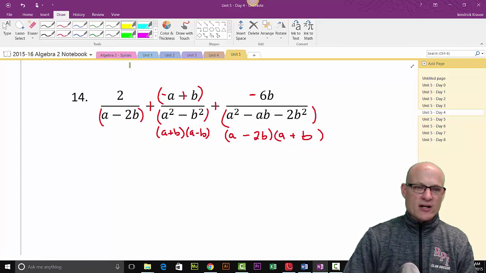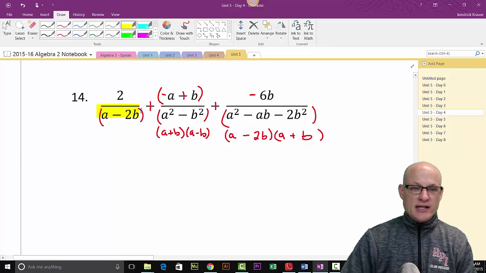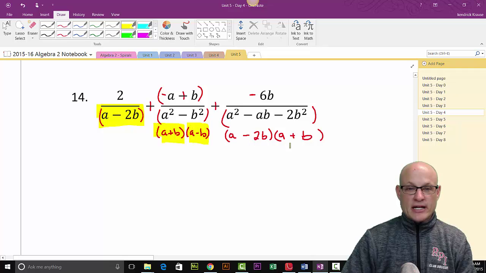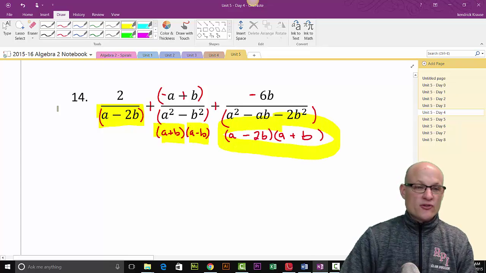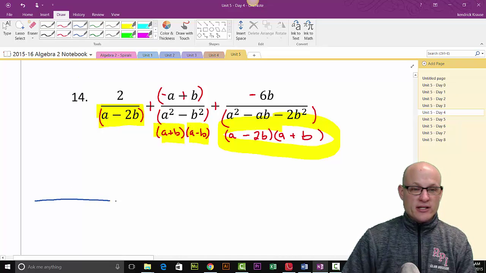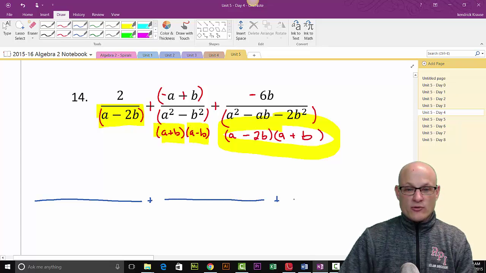So now I'm going to highlight all the things that are different. I got an a minus 2b. I've got an a plus b. I got an a minus b. In this one, I already highlighted an a minus 2b, and I already highlighted an a plus b. So this one doesn't offer anything new. There's nothing new here. Okay, so that's not. So what is my common denominator? My common denominator is all 3 of those things.